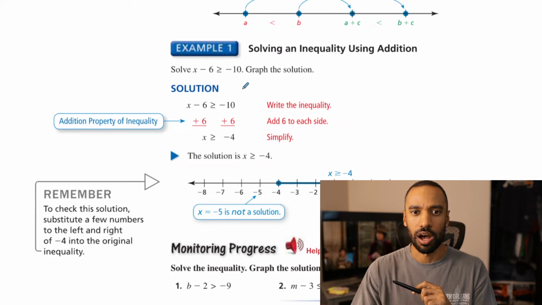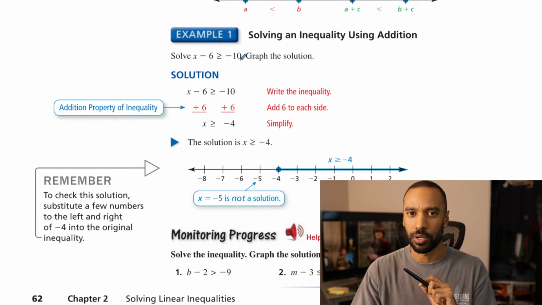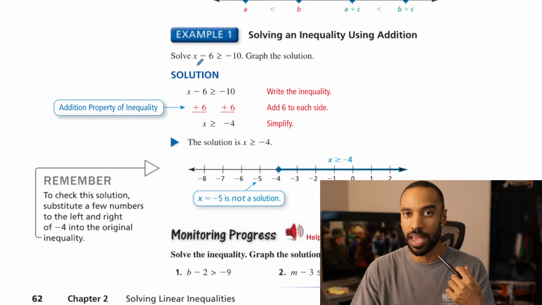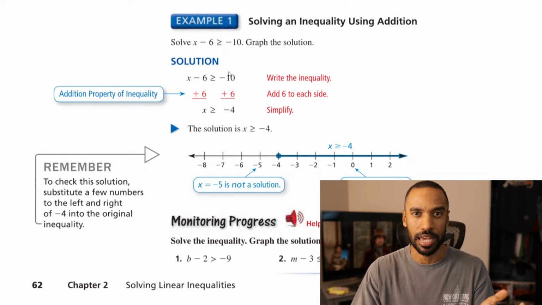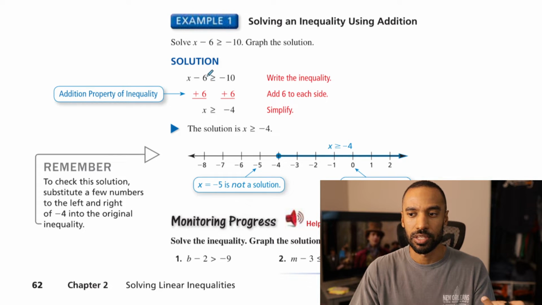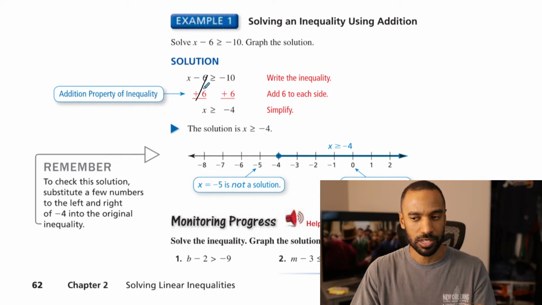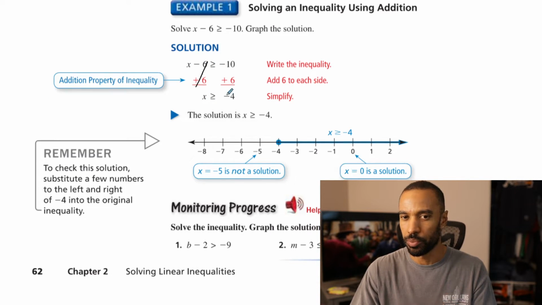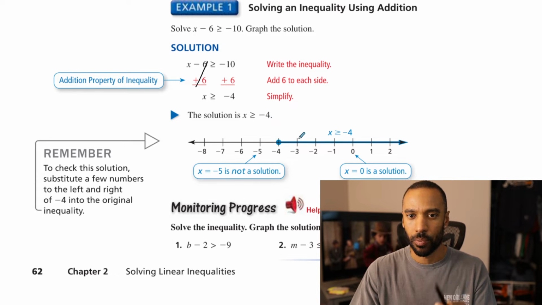So if we wanted to solve x minus 6 is greater than or equal to negative 10, for what values of x does this hold true without playing guess and check, trial and error, whatever you want to plug and chug? We can add 6 to both sides. X minus 6 plus 6 gets you just x, and negative 10 plus 6 is negative 4. The values of x that make this statement true are negative 4 and greater.